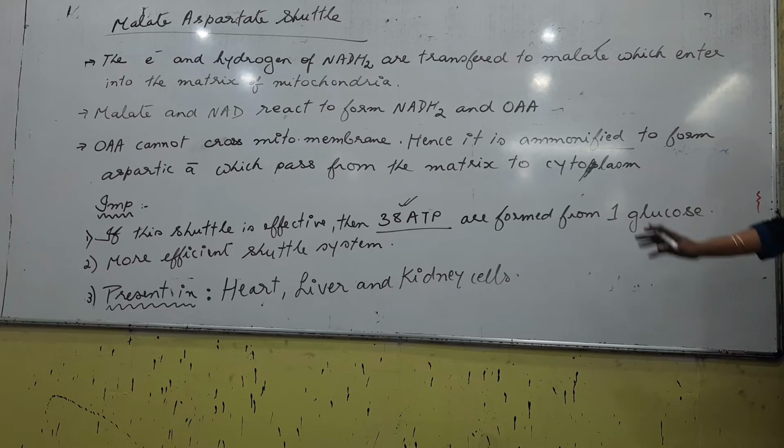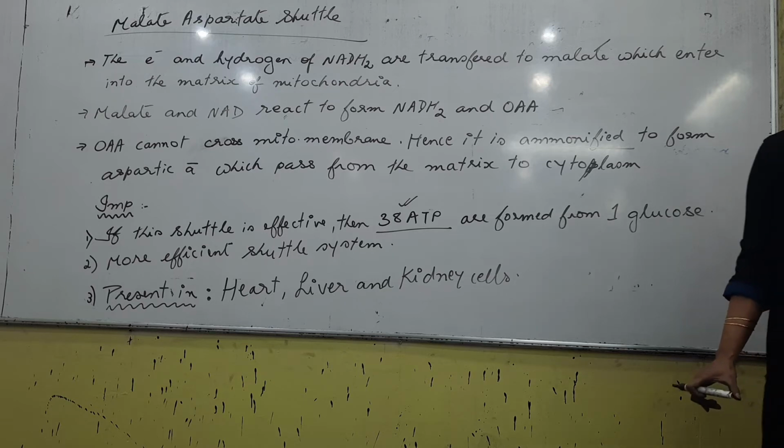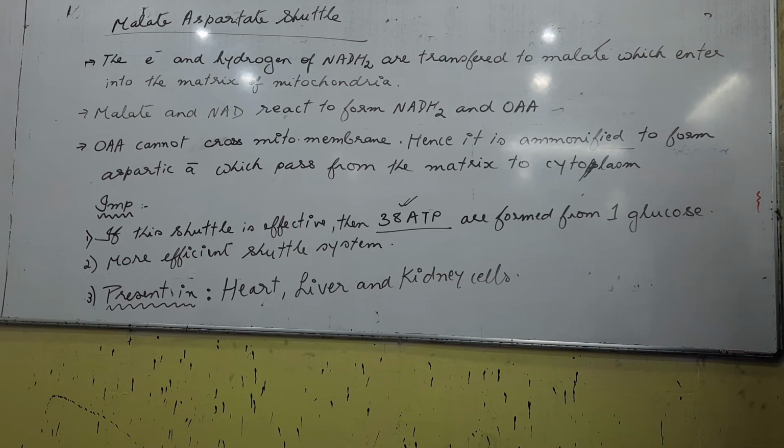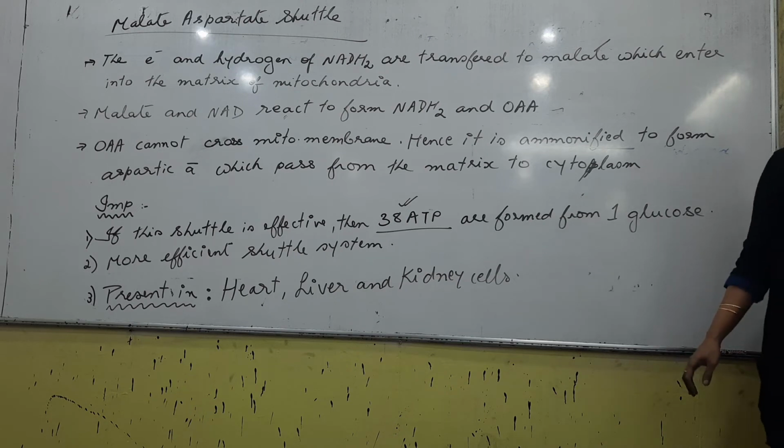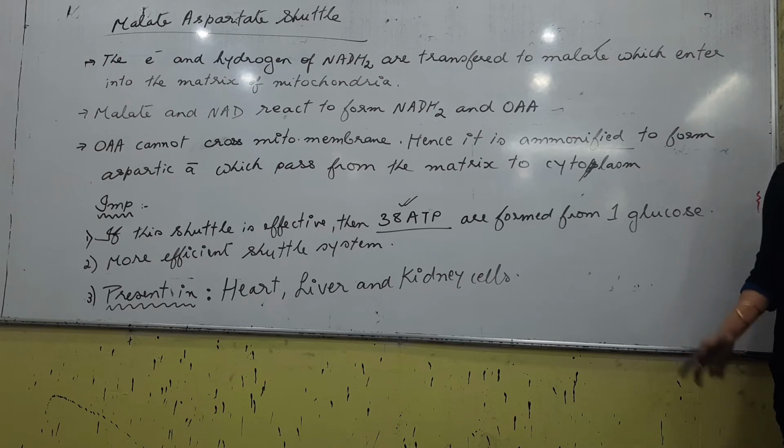Next question: heart cells, liver cells, maybe kidney cells, what is the number of ATP produced from one glucose? 38, right? If this is over, next write glycerol phosphate.